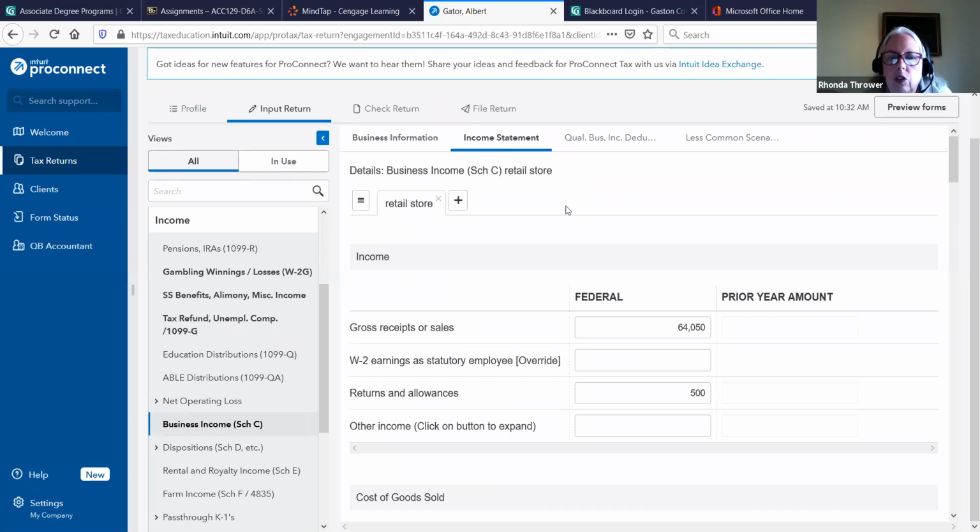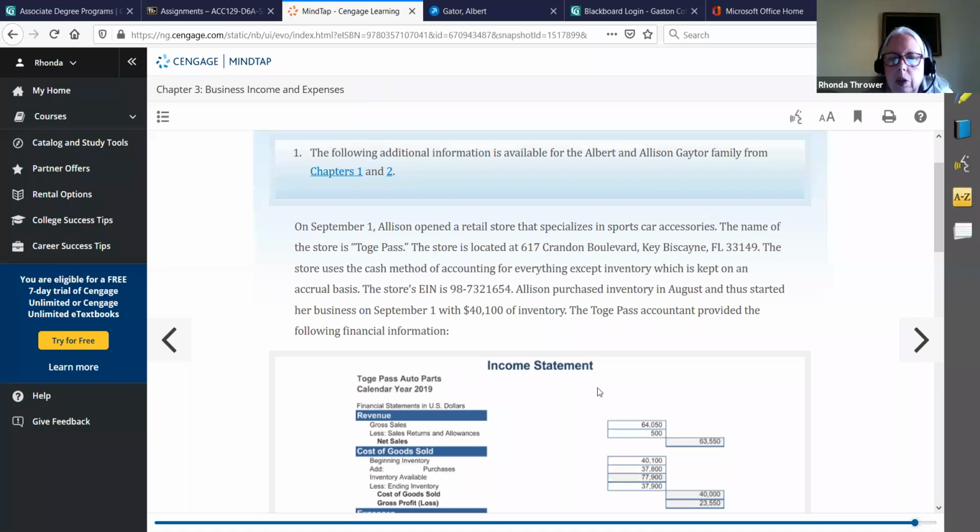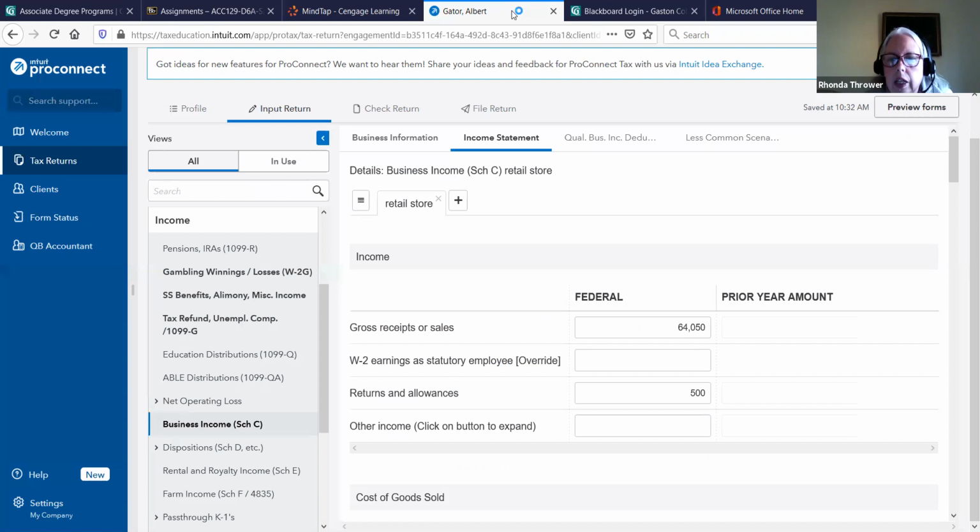it's going to go straight to your Schedule C that you have been working on in this chapter, which is basically an income statement. So the first thing they want is the amount of sales that has happened with this company. And you're going to copy that straight off of your income statement. Under the revenue, you've got gross sales, $64,050. This amount is copied straight into the income statement. This is the gross amount of the sales.